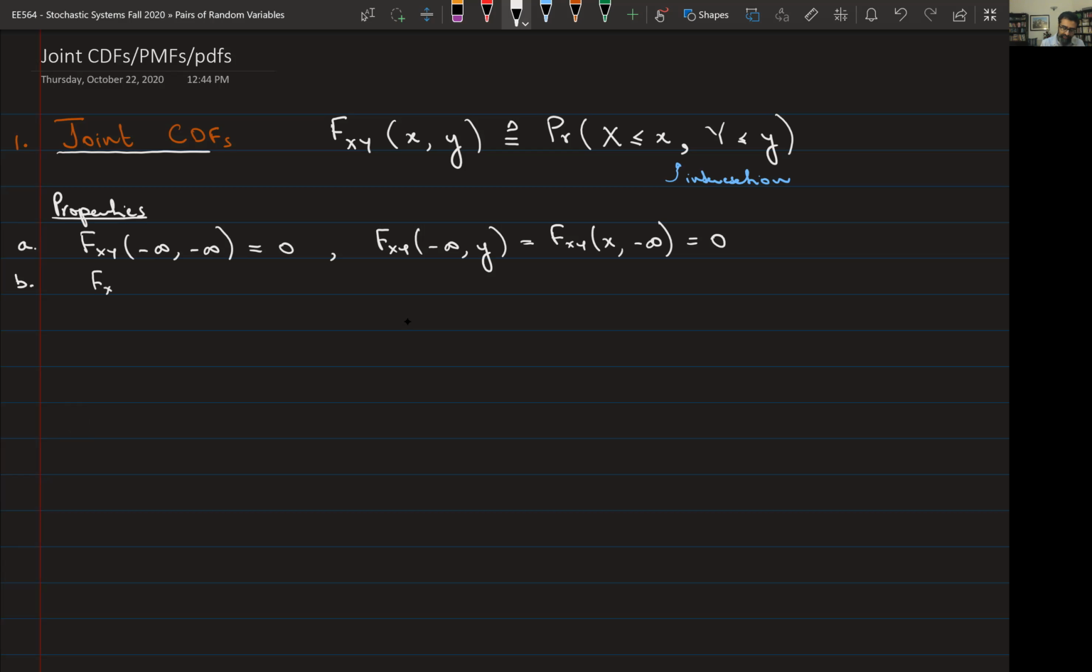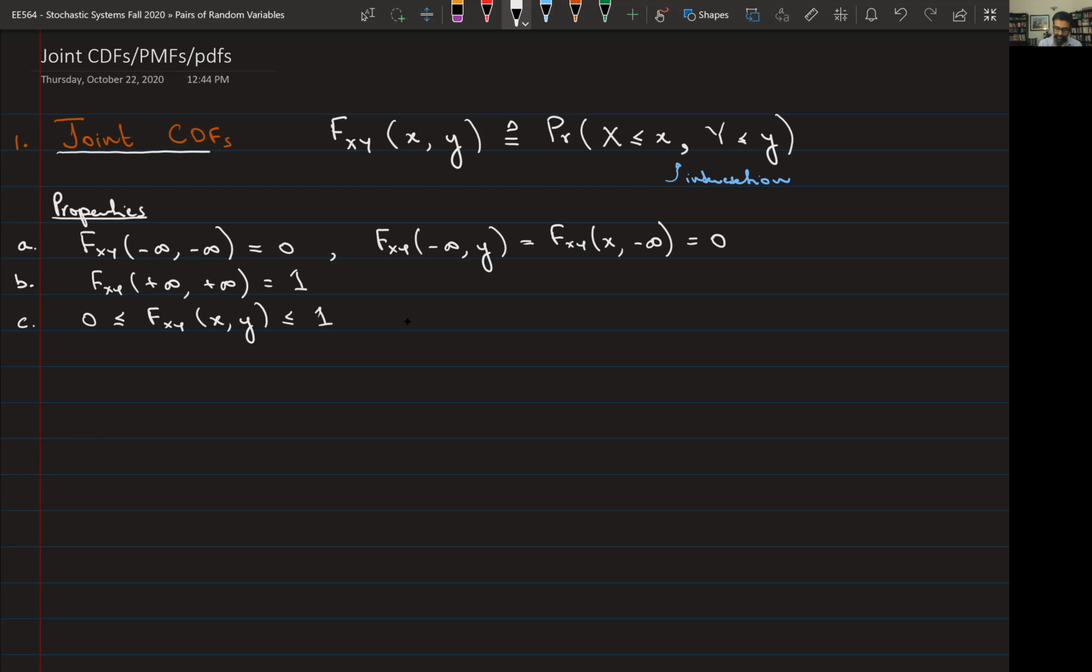Similarly, the CDF evaluated at plus infinity and plus infinity is equal to 1, right? That should be clear enough. I mean, the probability that the random variable capital X is less than infinity and random variable capital Y is less than infinity, both of them simultaneously, is the universal set. They're of course guaranteed to be less than infinity, both of them. The third property is that since this is a probability, the function is always bounded between 0 and 1, right? So it's always bounded between 0 and 1.